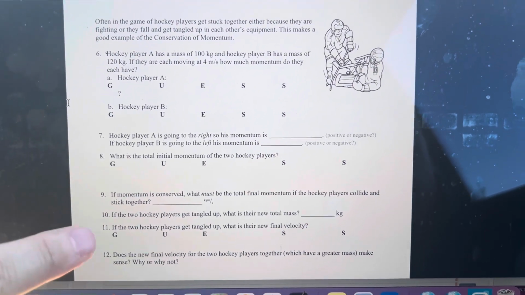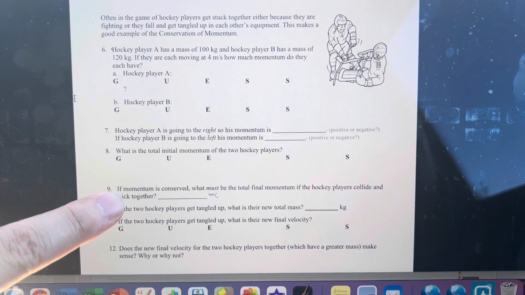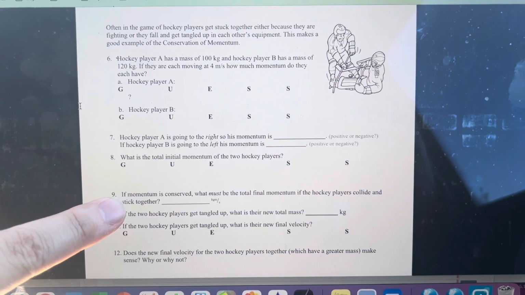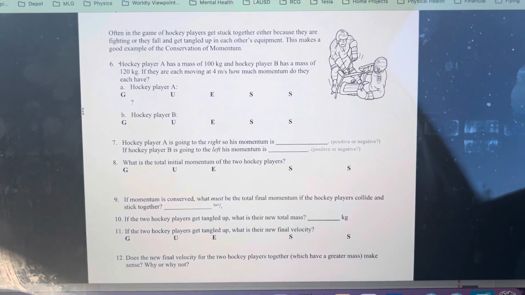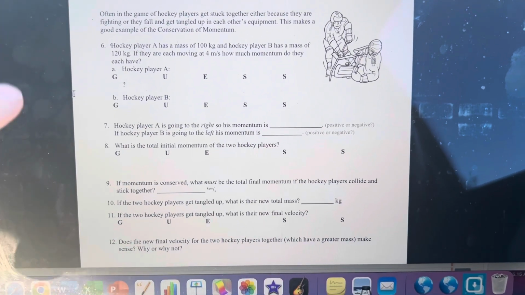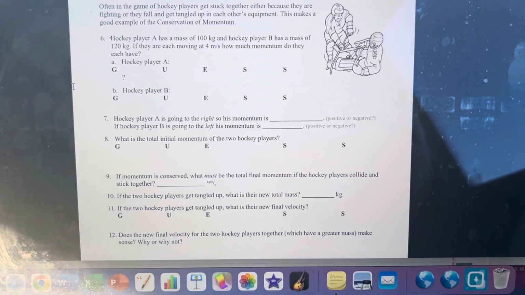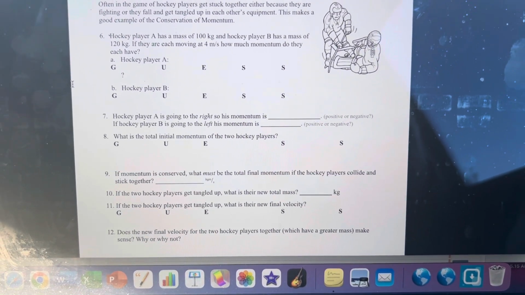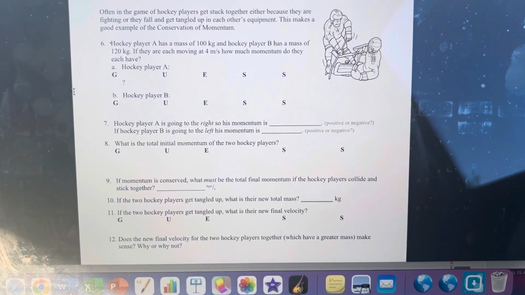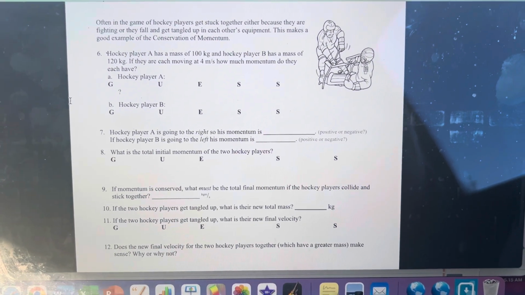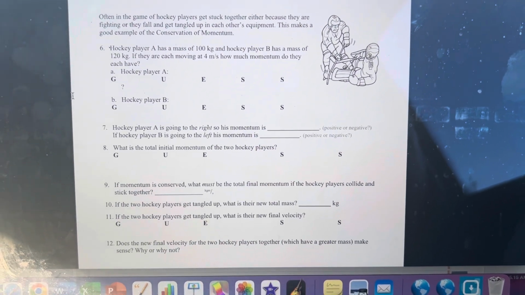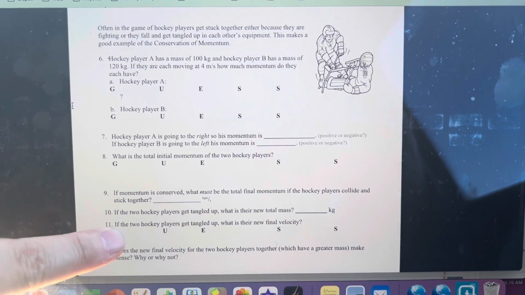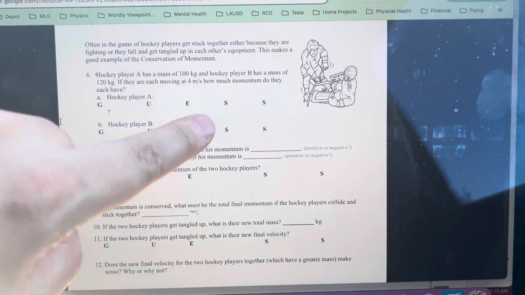Momentum is conserved, so the total final momentum has to be the same as the total initial momentum. It's going to be negative 80 kilogram meters per second. And if they get tangled up and they stick, we think of that as like a perfectly inelastic collision, right? They're sticking together. And so we treat them as one object. And so their total new mass would be now 100 plus 120. That's 220 kilograms.